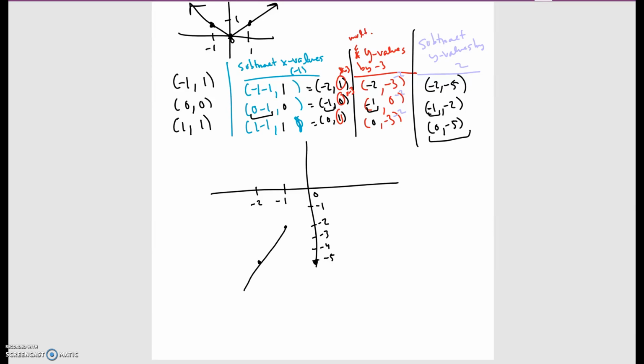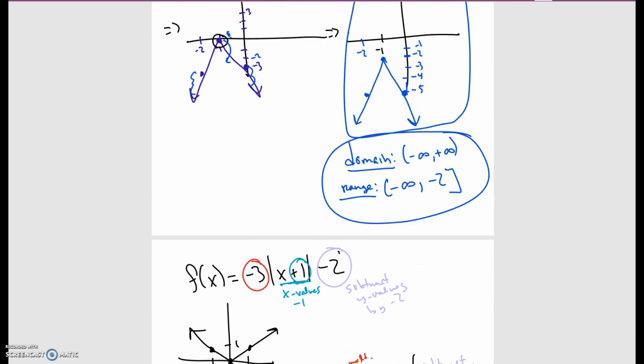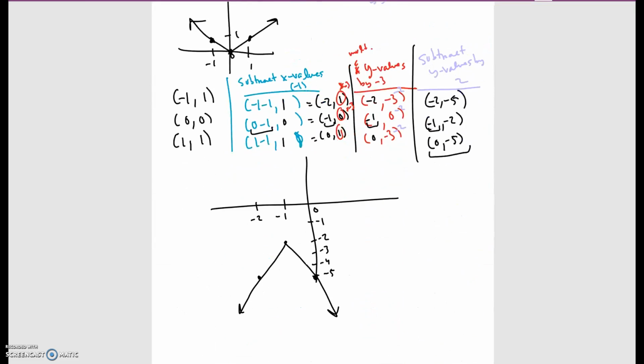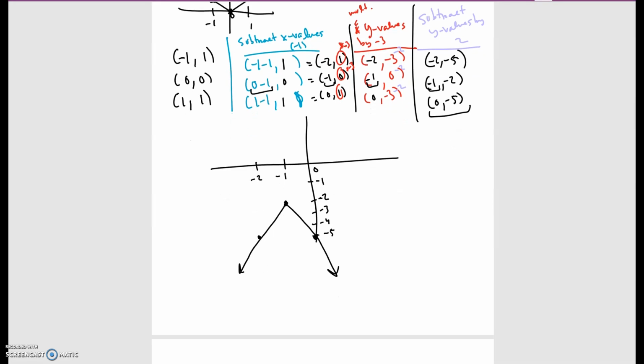Okay, so now here is my graph. Notice that this graph is exactly the same graph as the one that we had before. The domain is still -infinity to +infinity. My range is still from -infinity to -2. Okay, so that was basically it. That's just how you graph all of these. So these are 2 different ways in which you can try to solve this problem.